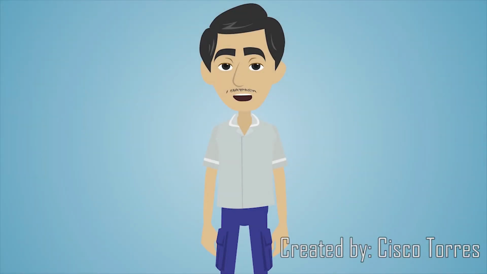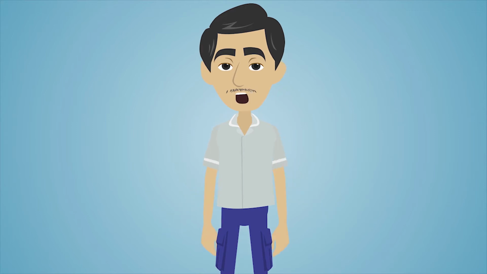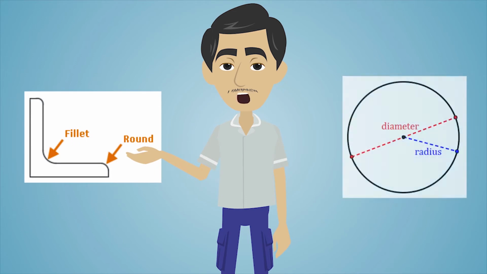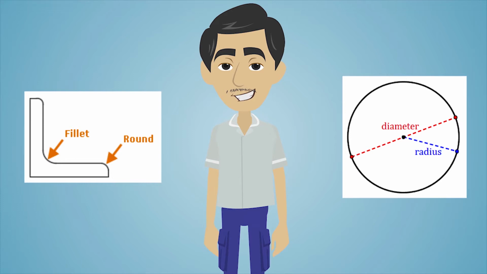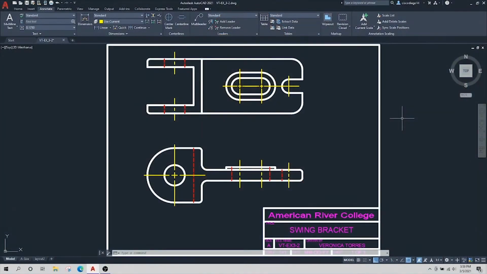In this video, you will learn how to dimension a mechanical drawing in AutoCAD. We will be going over how to dimension fillets, rounds, the radius and diameter of circles, and the length between two lines. We will also be dimensioning the drawing in layout space rather than model space. To get to your layout space, select the second tab on the bottom left of your screen.